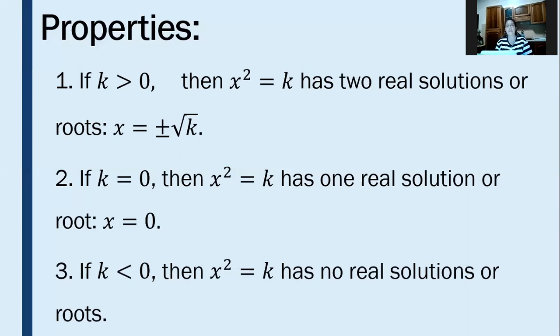Number 3: if k is less than 0, then x squared is equal to k has no real solution or root. Again, if the constant number k is less than 0, meaning the value of k is negative, then x squared is equal to k has no real solution or root.